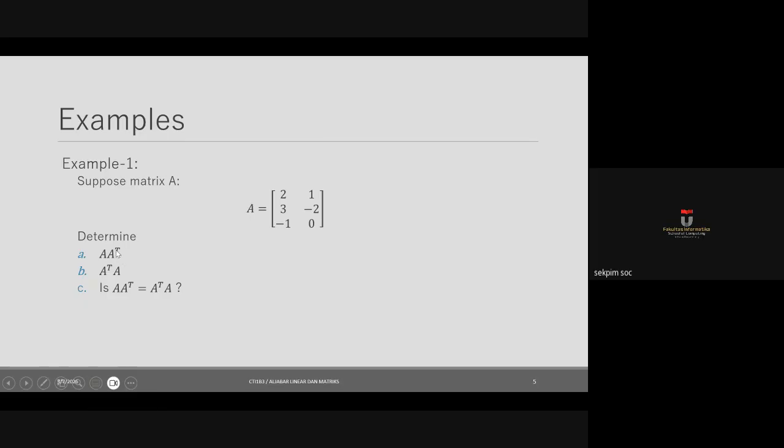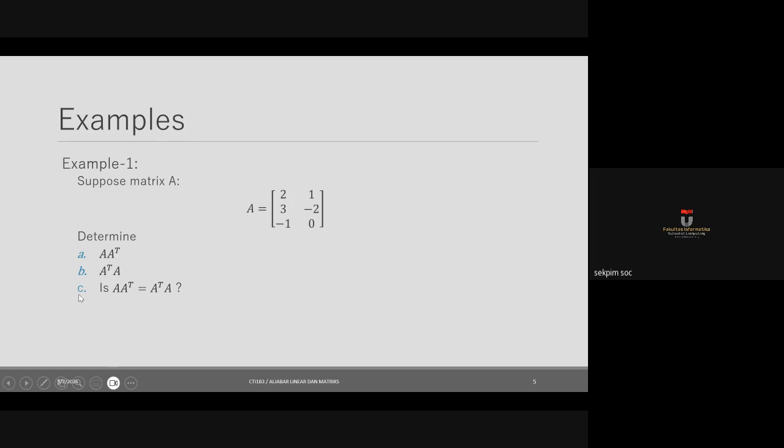And the size of A transpose is 2 by 3. The number of columns in A transpose and the number of rows in A are equal. So it's possible to do this multiplication at point A. And for point B, we have A transpose, size 2 times 3, and we have 3 times 2. This is also possible to do for the second multiplication.